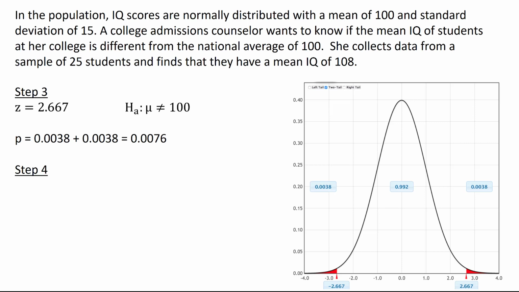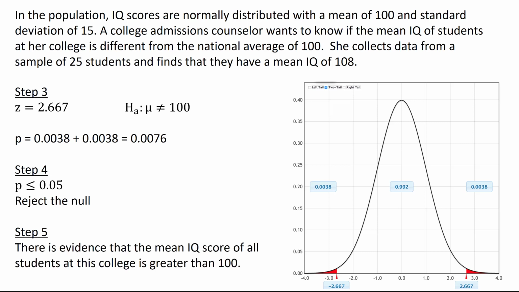In step 4, we make a decision. Our p-value is small. It is less than the standard 0.05 alpha level. Therefore, we reject the null hypothesis. In step 5, we state our conclusion going back to the original research question. We rejected the null, so there is evidence that the mean IQ score of all students at this college is greater than 100.